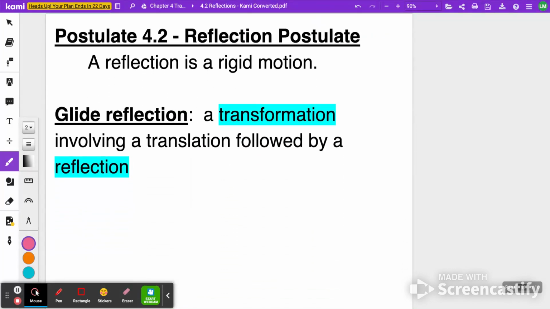The next thing we're going to look at on the back of your paper is postulate 4.2, which is the reflection postulate, and that just states that a reflection is a rigid motion. We talked about this in the previous lesson or the previous video, so if you're not sure what that is, check back into lesson 4.1 in this current playlist. The glide reflection we're going to see is just a transformation involving a translation followed by a reflection. So it's almost like a combination transformation. Take a moment, make sure you have these two things written down in your notes, and when you're ready to go on, click play.